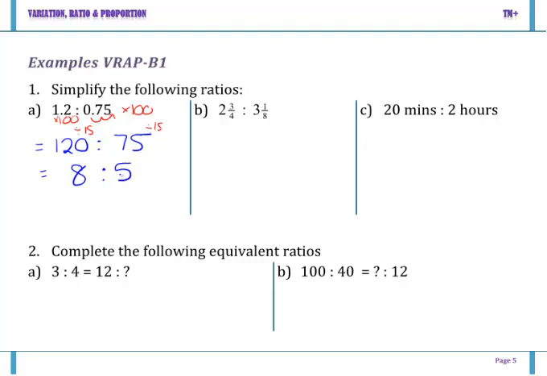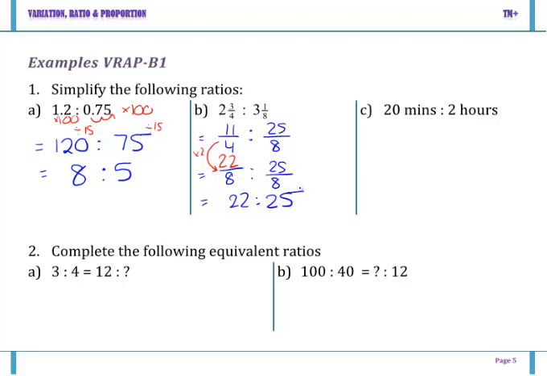Okay, next, 2 3/4 is to 3 1/8. First step here is to make them improper fractions. So 2 times 4 is 8, 8 plus 3 is 11 over 4, is to 3 times 8 is 24, 24 plus 1 is 25 over 8. From there they need to have the same denominator so we can compare them. Now both 4 and 8 go into 8, so we're going to make them both over 8. To convert this, 4 times 2 is 8, so 11 times 2 is 22. We can now get rid of the denominators because we're comparing eighths, so it's just 22 is to 25.